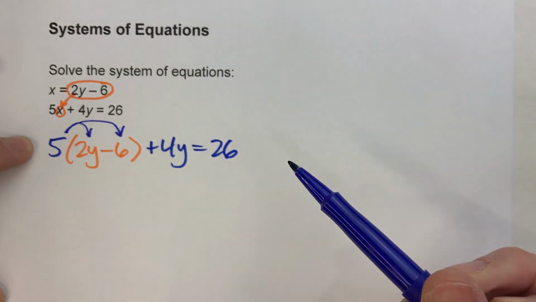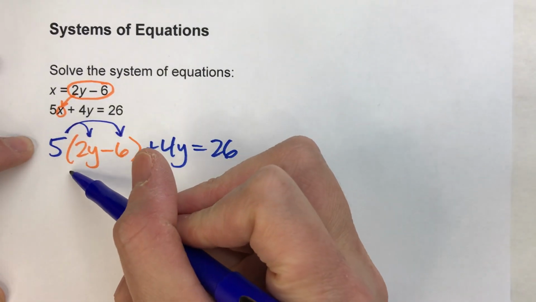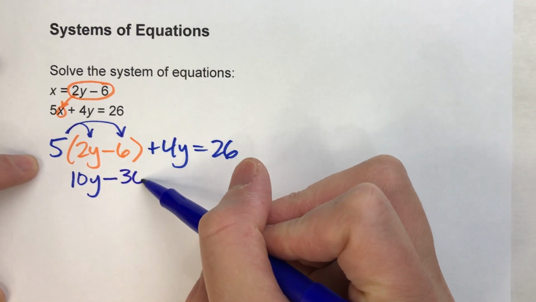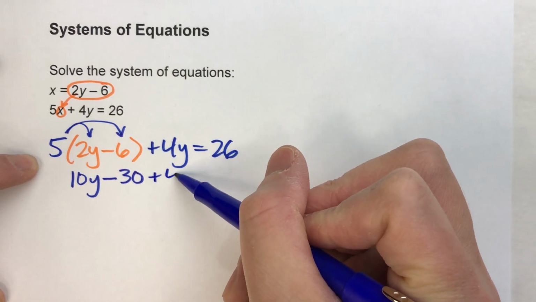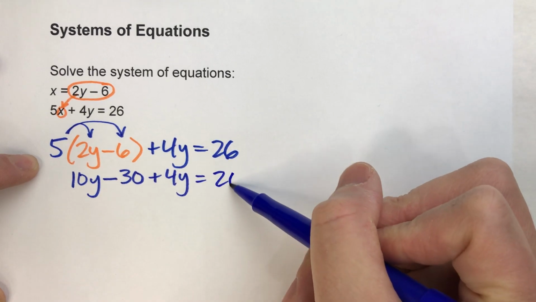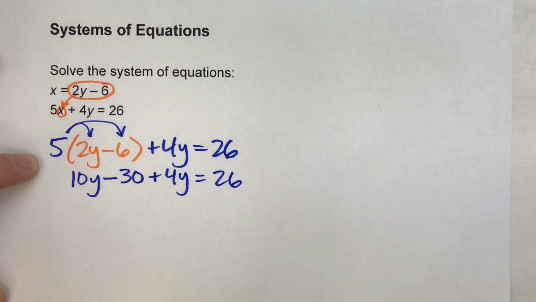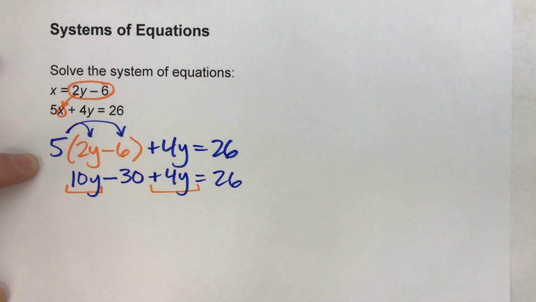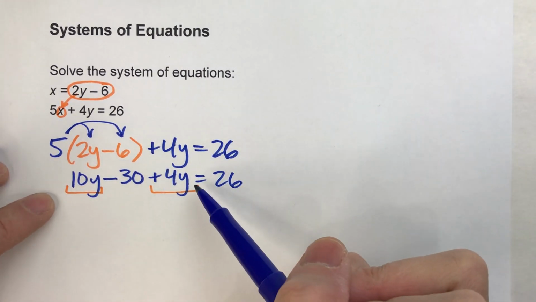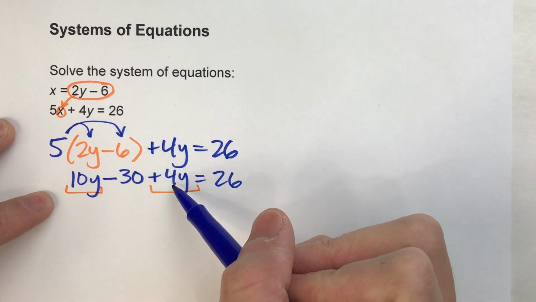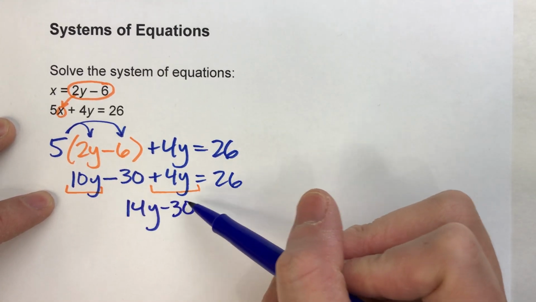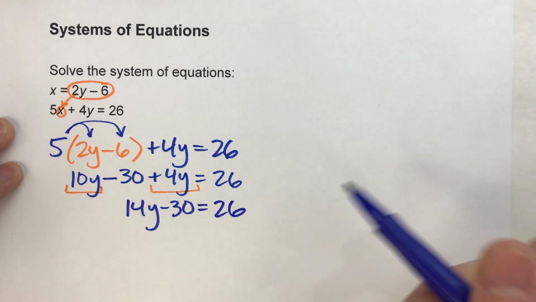First off, the distributive property. 5 times 2y is 10y, minus 5 times 6, which is 30. Drop down my plus 4y equals 26. Okay. Now, before I start solving this, I can combine some like terms here. I've got a bunch of y's on the same side of the equal sign. 10y plus 4y is 14y. Drop down my minus 30. Drop down my equals 26.